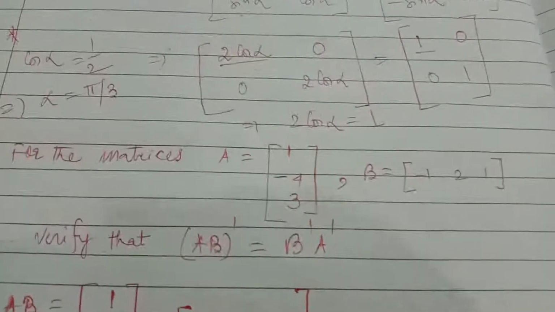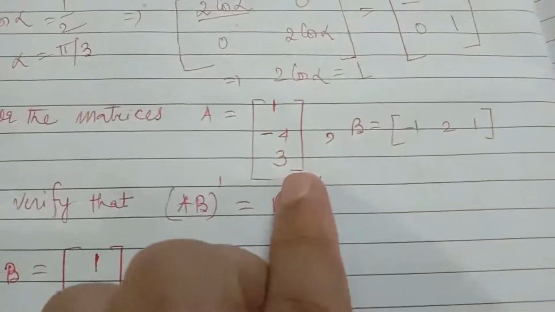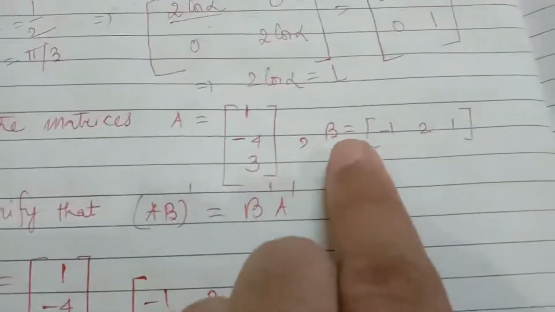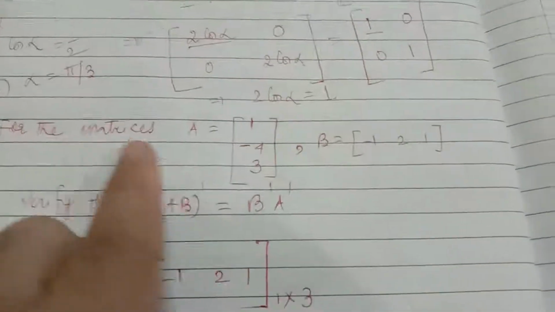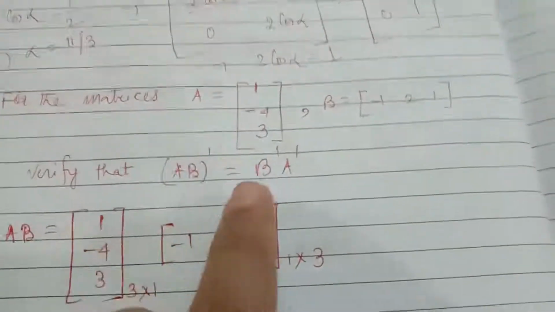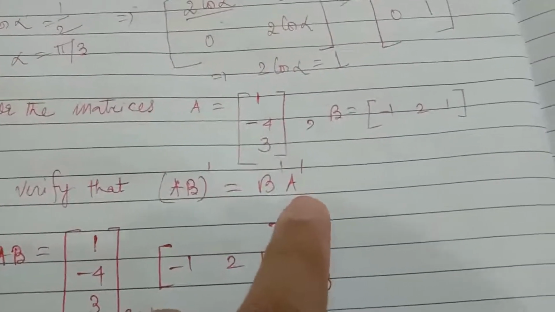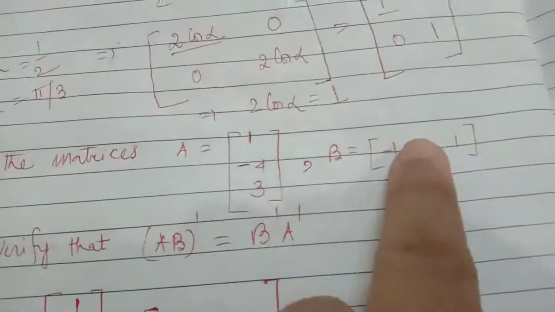I have taken another question from NCERT book. For the matrices A equal to this, which is a column matrix, and B equal to this, which is a row matrix, verify that (AB)' is equal to B'A'. This is actually a property of transpose and we have to verify it for these two matrices.